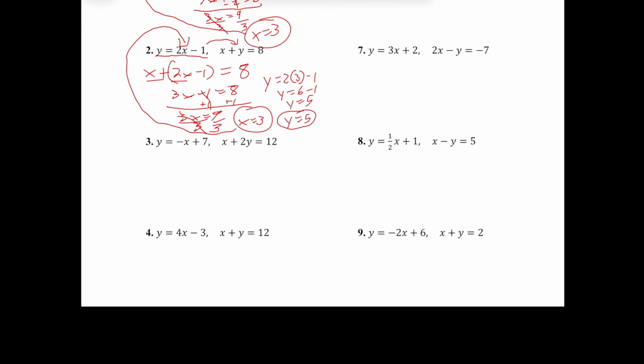There we go. Number 3. Here we go. y equals negative x plus 7. So what I'm going to do is, what does y equal? I'm just going to plug it right into the y here. So now I'm going to get x plus 2.